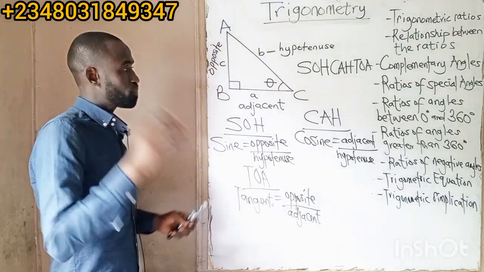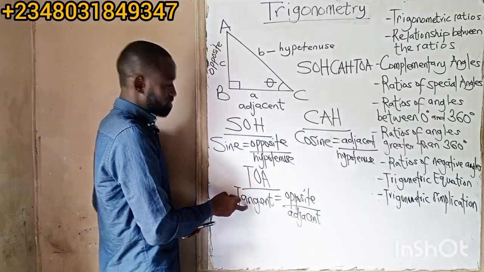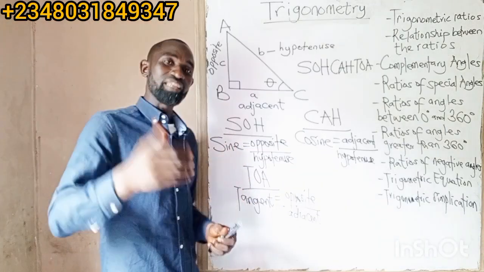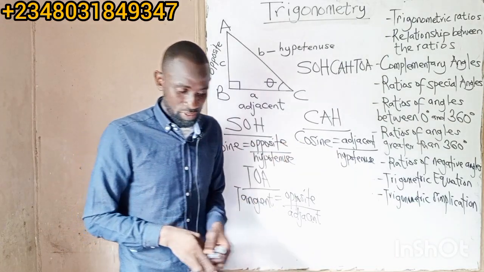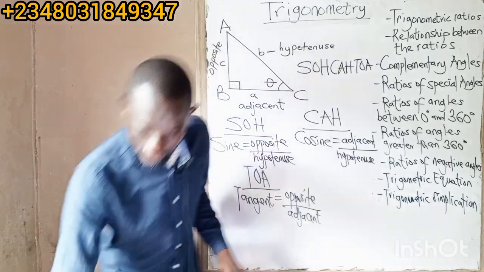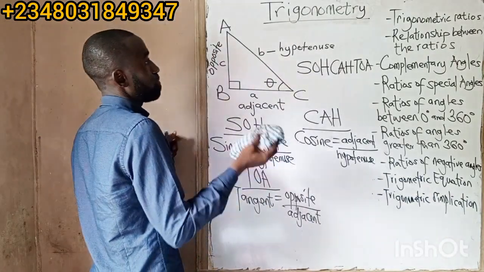So we have 6 of them. This is the first one, sine. This second one, cosine. This third one, tangent. So the remaining 3 are just inverse of these. Are you with me? They are inverse of the ratios. So let me wipe this place off.